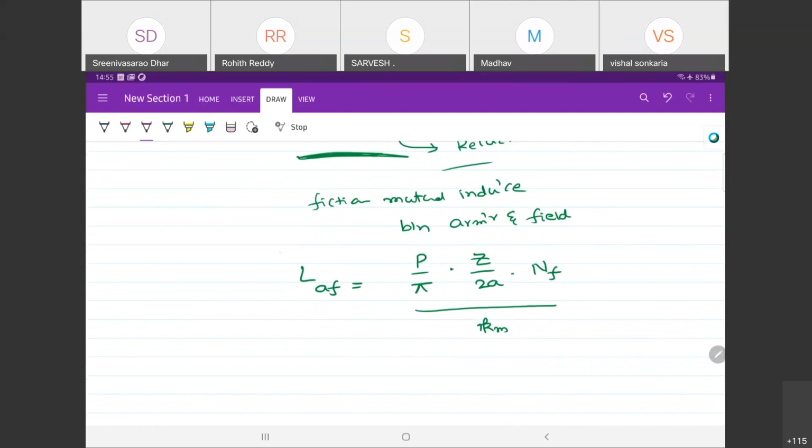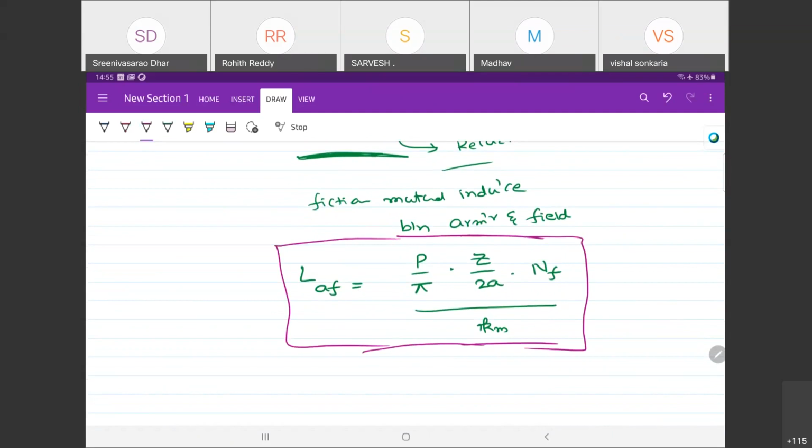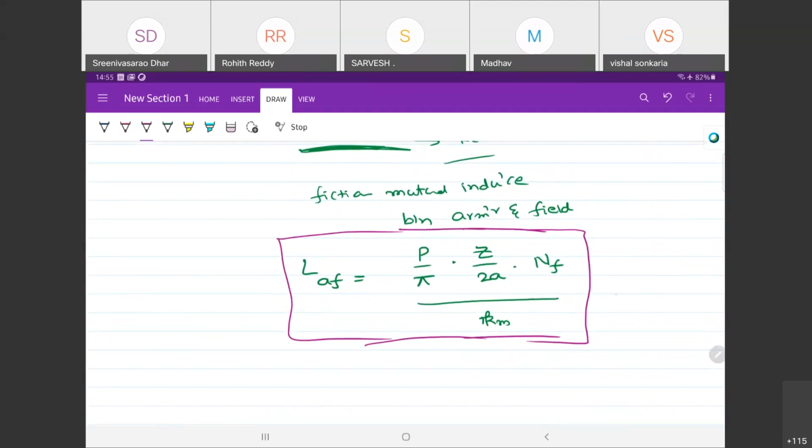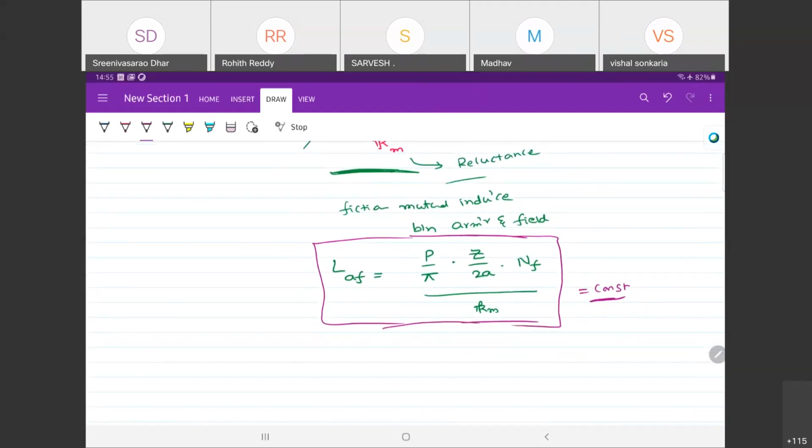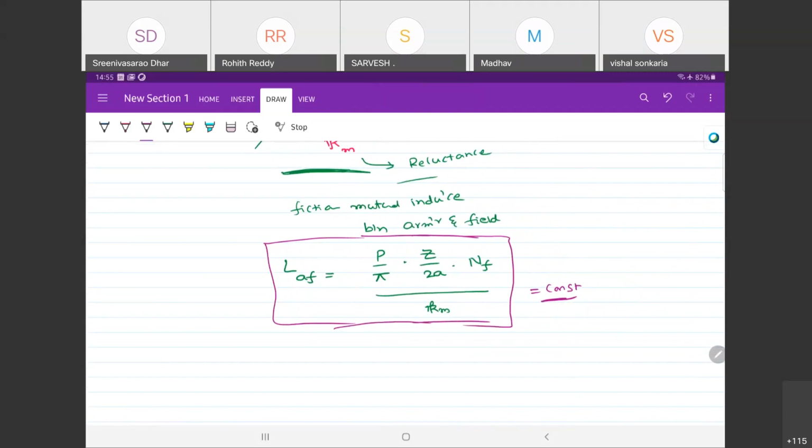Clear? So here everything is constant. The number of poles is constant, pi is constant, Z is also constant, 2A is constant, and this N_F, that is field winding turns, is also constant. The reluctance of this mutual flux path is also constant. So therefore this entire thing is usually constant. Clear?